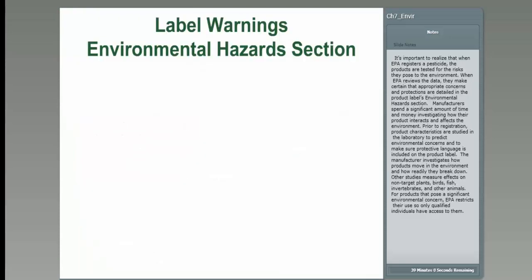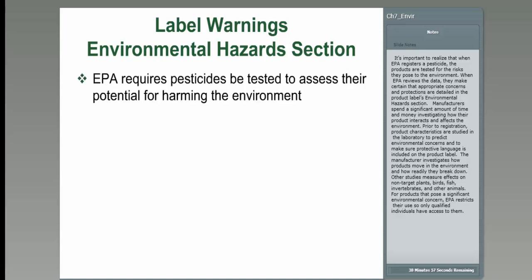It's important to realize that when EPA registers a pesticide, the products are tested for the risks they pose to the environment. When EPA reviews the data, they make certain that appropriate concerns and protections are detailed in the product label's environmental hazard section. Manufacturers spend a significant amount of time and money investigating how their product interacts and affects the environment. Prior to registration, product characteristics are studied in the laboratory to predict environmental concerns and to make sure protective language is included on the product label.